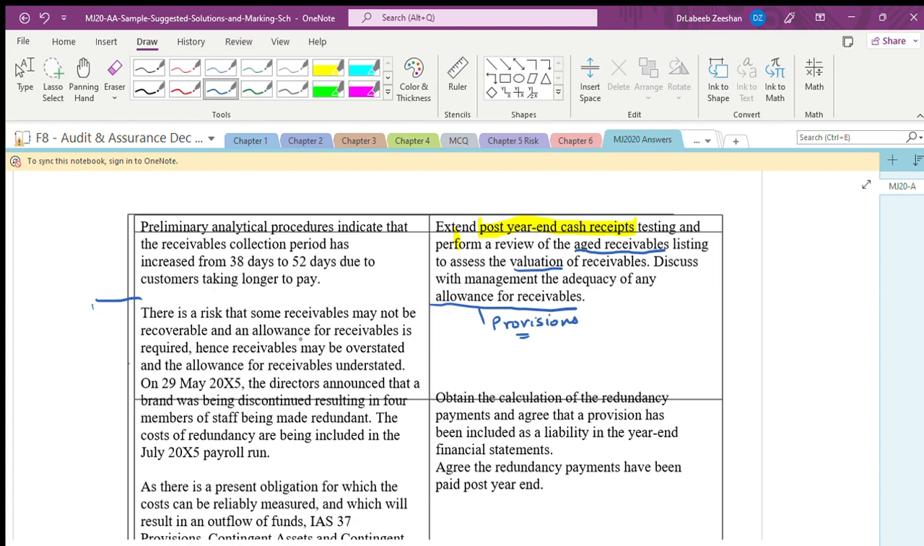If it is increasing from 38 days to 52 days, definitely there will be a possibility of bad debts. Whether the bad debts will be received, tomorrow it may go up somewhere, we are not concerned about that. But the directors, the allowances for receivables may be understated. So we should make sure whether we have made adequate provisions or not.